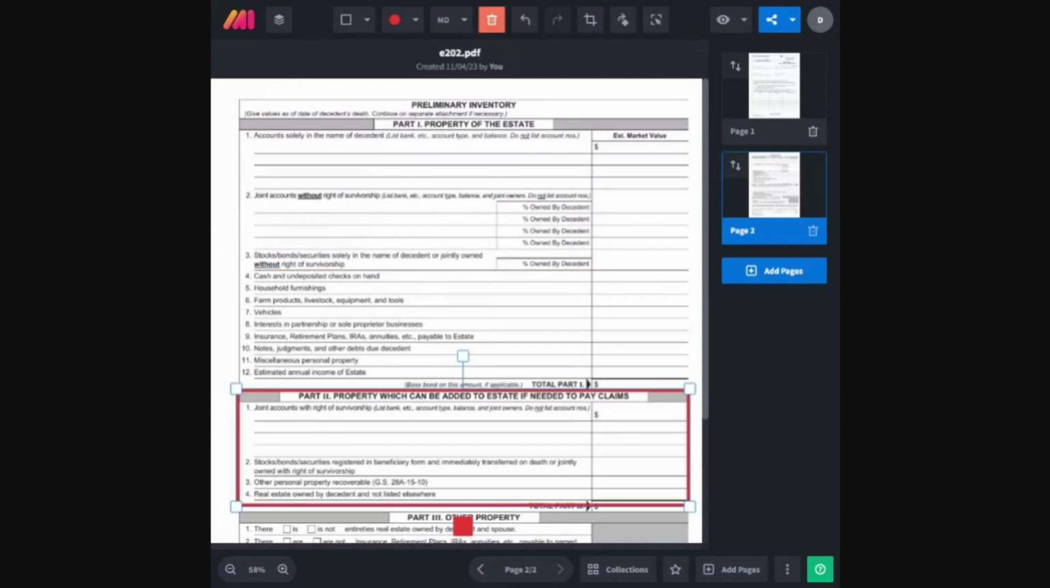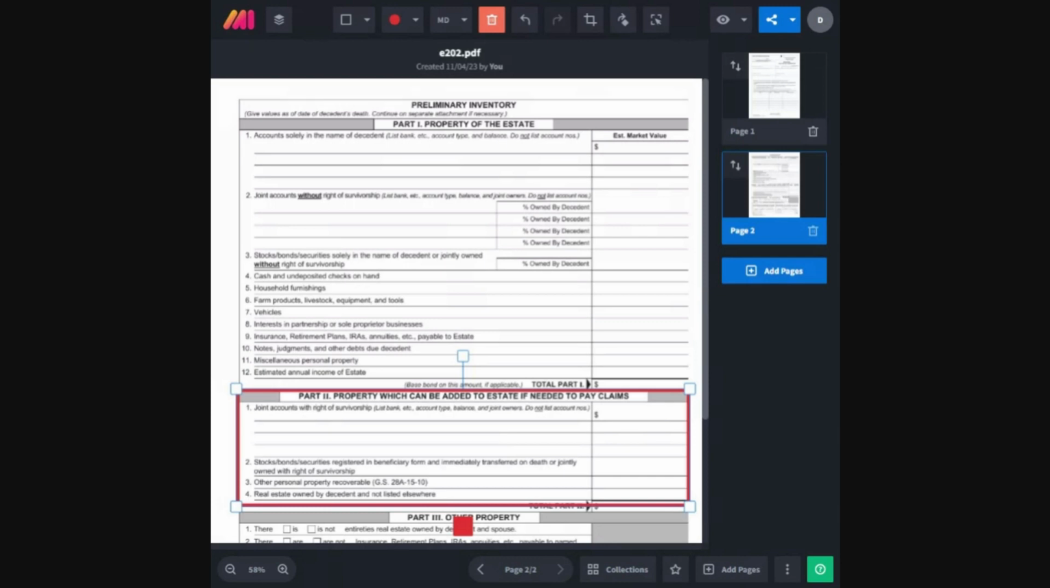So now we're to part 2. Now, in North Carolina, upon death, real estate is automatically transferred to the beneficiaries or the heirs, unless the decedent stated in the will for the house to be sold, or the sale of the house or land is needed to pay creditors. So both real estate and accounts with right of survivorship typically do not go through probate.